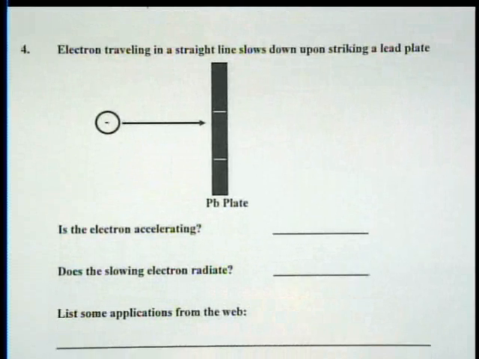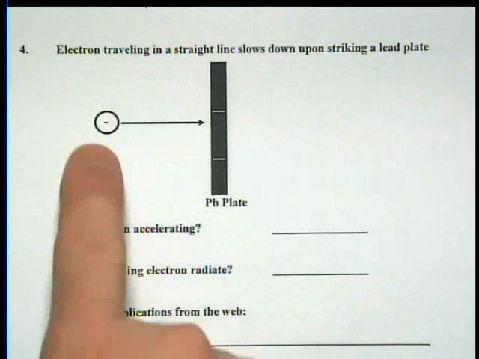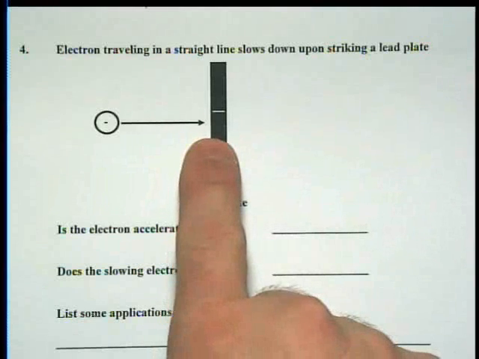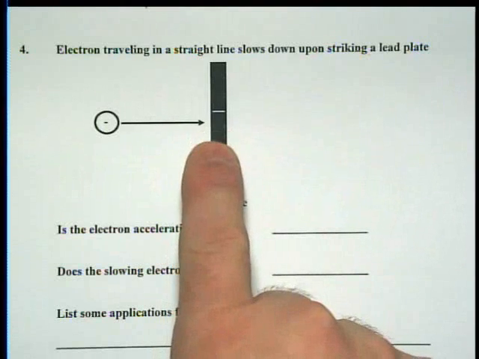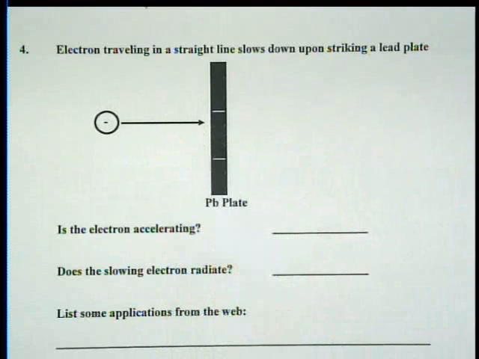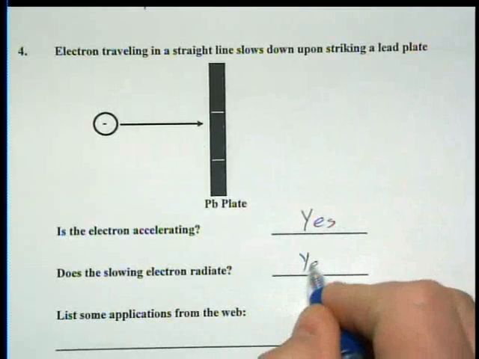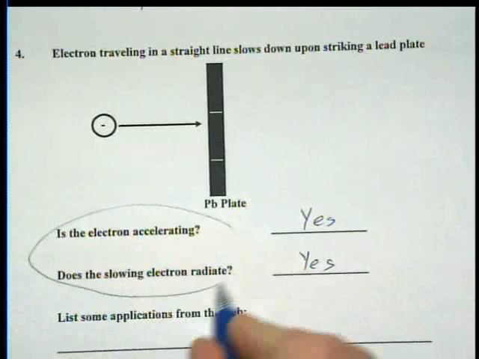And the last one is one we've been talking about. If you take a particle and you shoot it into something like a lead plate, it's going to slow down through interactions. That means it's going to radiate. So again, does it accelerate? Yes. Does it radiate? Yes. These are the same questions.